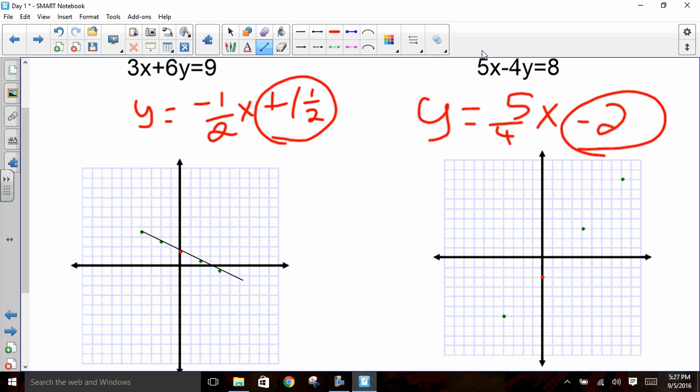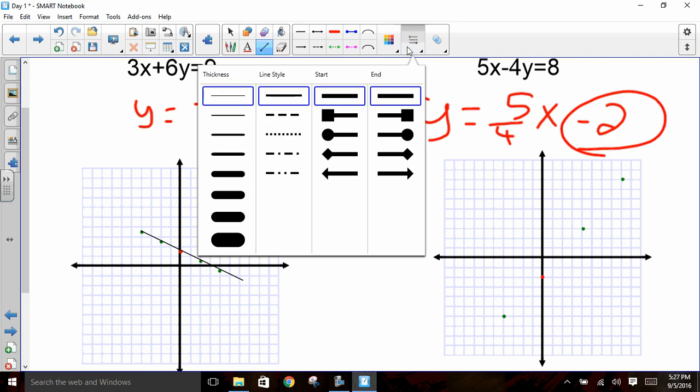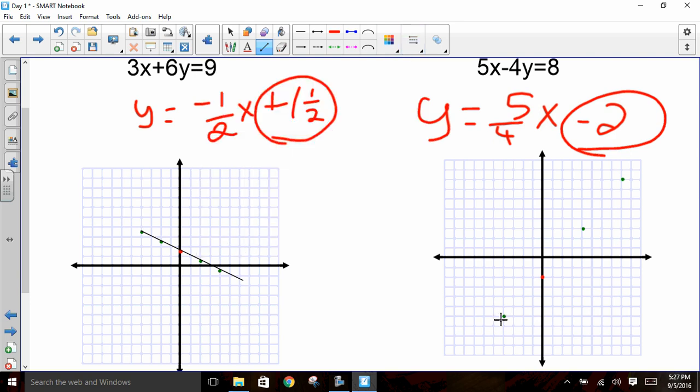Then we're going to make that nice line so we can all see it. And yes, I understand that the directions say with a pencil, but I don't have a pencil on me. So again, feel free to pause whenever you need to.